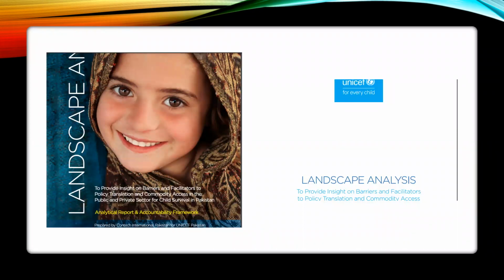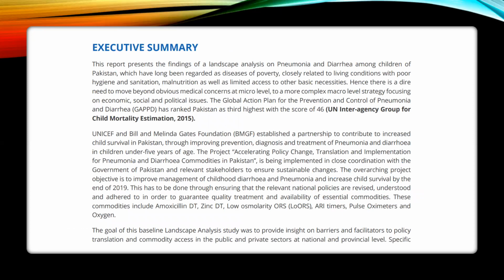It is an article, a landscape analysis to provide insight on barriers and facilitators to policy translation and community access in the public and private sectors for child survival in Pakistan. Next, please. This was basically a landscape analysis on pneumonia and diarrhea among children of Pakistan, regarded as diseases of poverty, with children living in conditions of very poor hygiene and sanitation. UNICEF and Bill and Melinda Gates established a partnership to contribute to increasing child survival in Pakistan. And this study was done to provide insight on barriers and facilitators to policy translation and commodity access in the public and private sectors. Next, please.